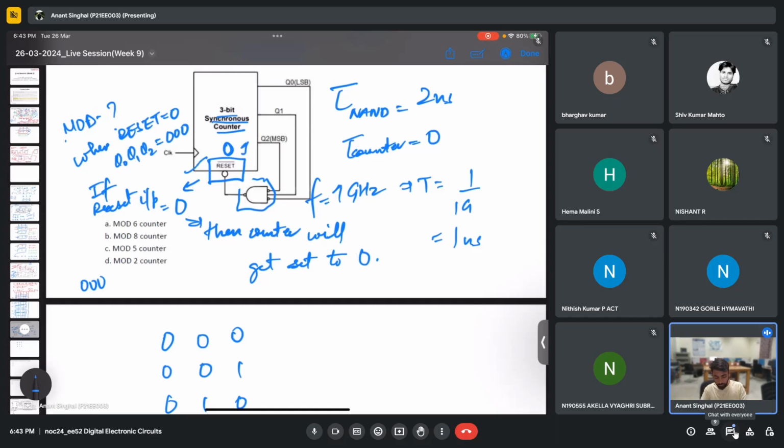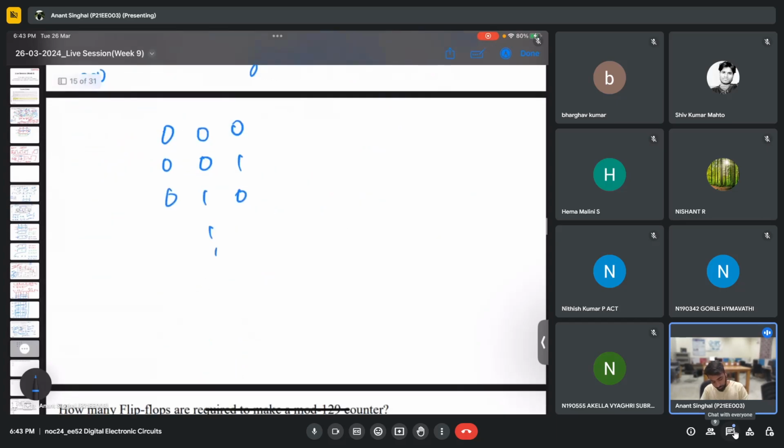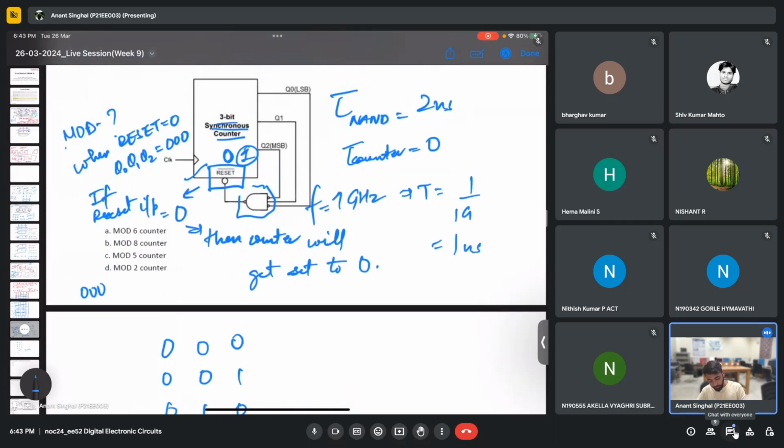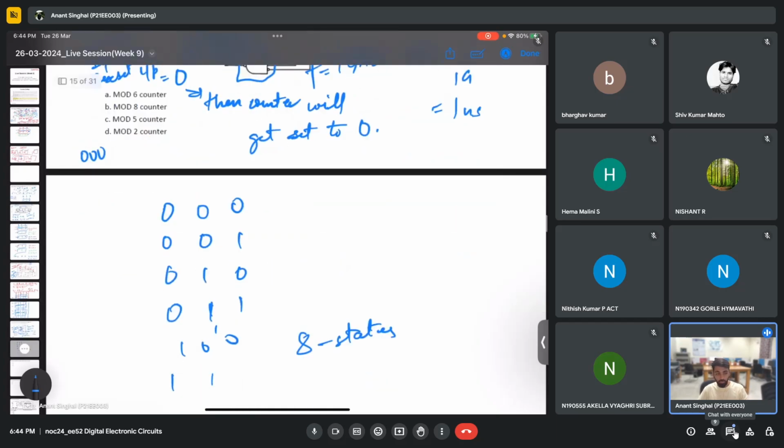Otherwise, if this remains 1, there will be a similar counting as the clock as we generally do. So it will go from 010 to 011, then 100, similarly like that. So there will be total 8 states because of this 3-bit counter. But whenever this reset becomes 0, that is reset complement becomes 1, or this bar and bar will get cancelled, so whenever this gets 0, it will stop counting. Is this thing clear to everyone? Yes, sir. Okay, so now we'll check for each and every state.